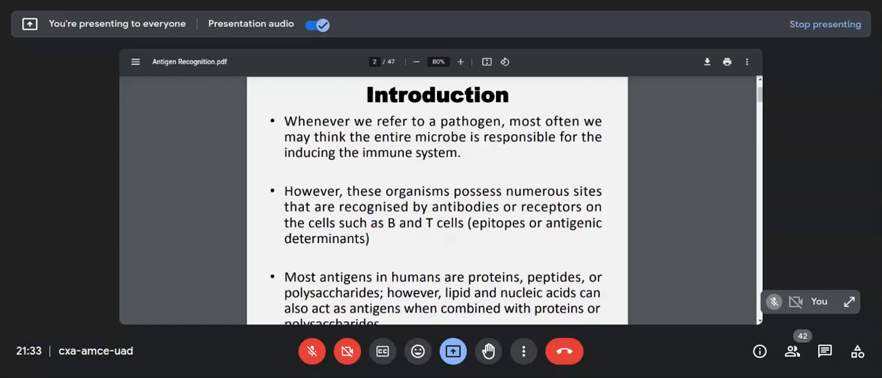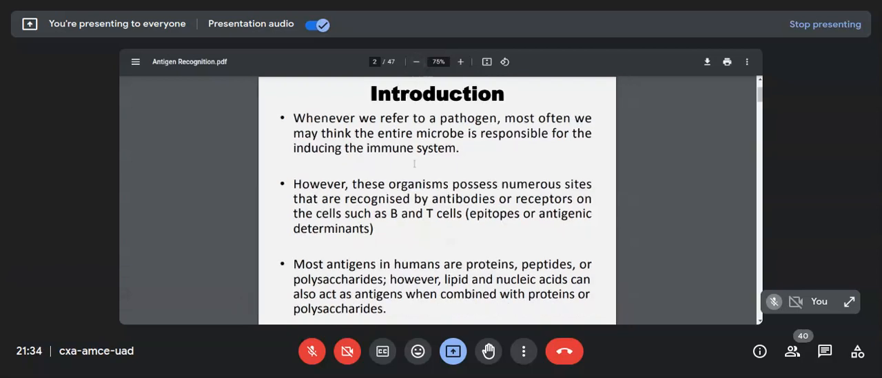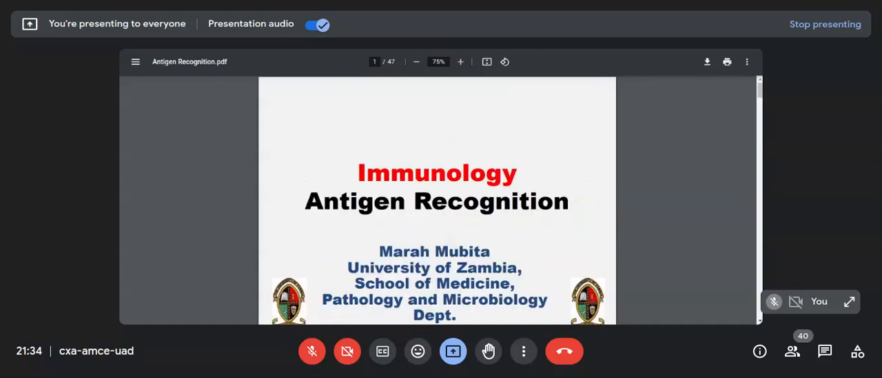So now, whenever we think of a pathogen, we would actually think the entire microbe or the entire pathogen is what is responsible for activating an immune response, isn't it? But what you would actually see is that on the structure of a microbe, there is a particular portion or a particular place that is able to induce an immune response. I talked about this last week, though I'll talk about it again.